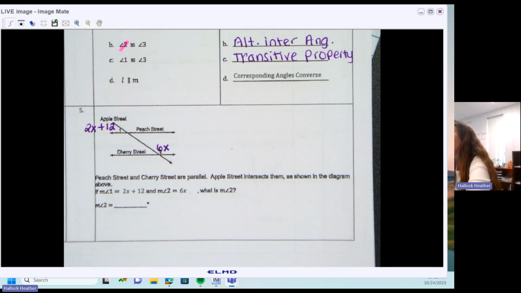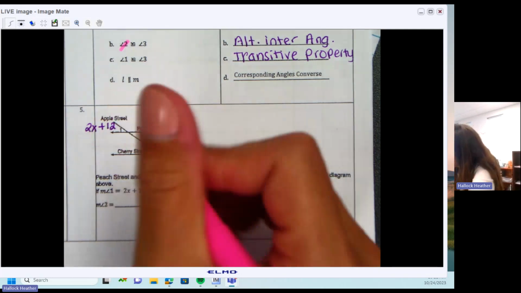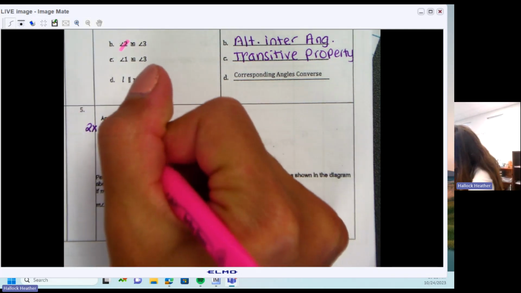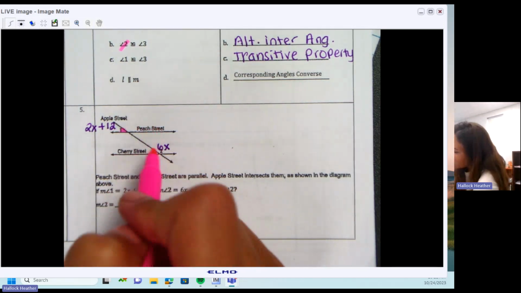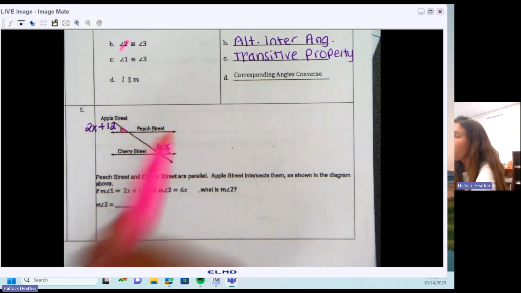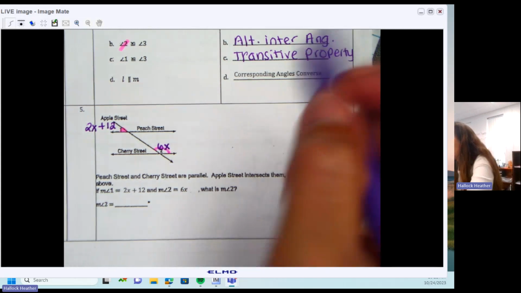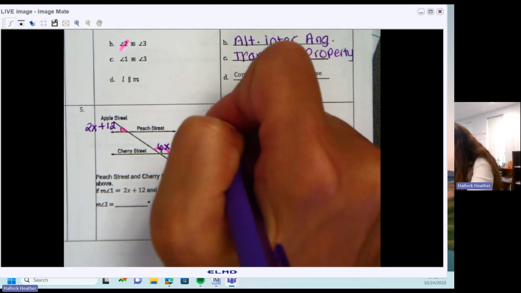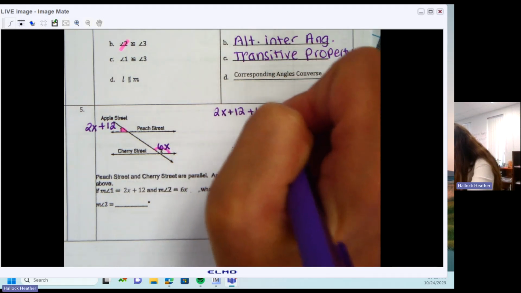So I have to decide, do they add to make 180 or are they congruent to each other? If I look at these angles, angle 1 is a very, very teeny tiny angle. It's just a little baby angle. It's acute. It's small. Angle 2 is significantly wider than angle 1. So the width of it, this is an obtuse angle. This is an acute angle. They are not congruent to each other. I cannot put an equal sign between them. They are supplementary. So I can do 2x plus 12 plus 6x equals 180.